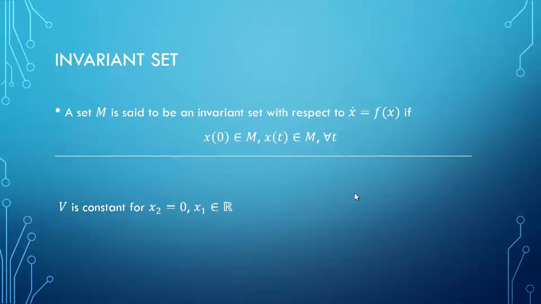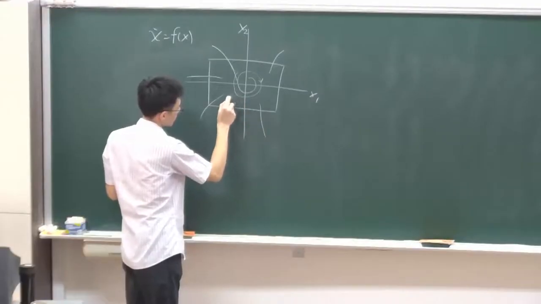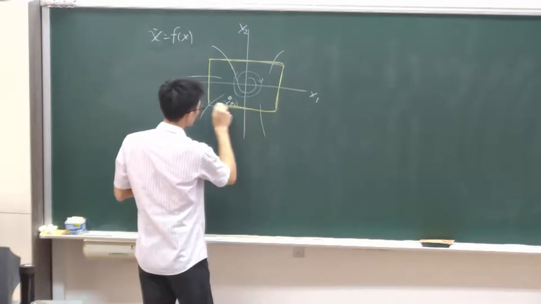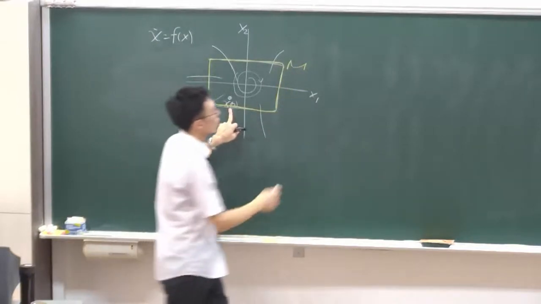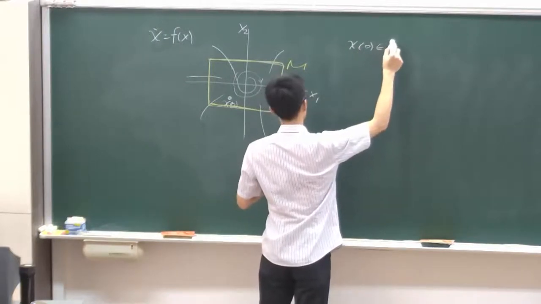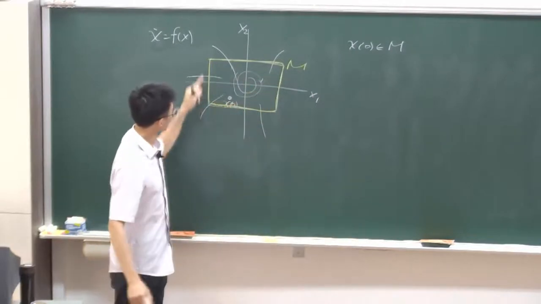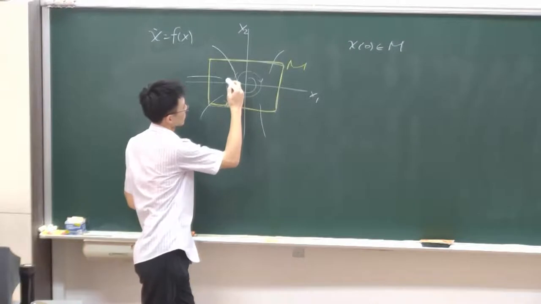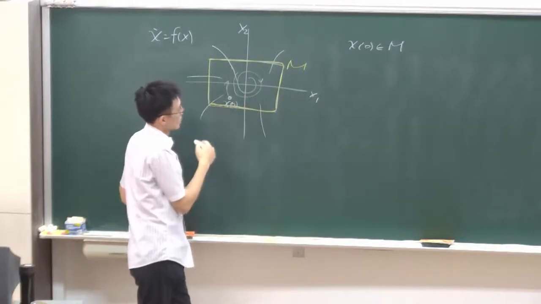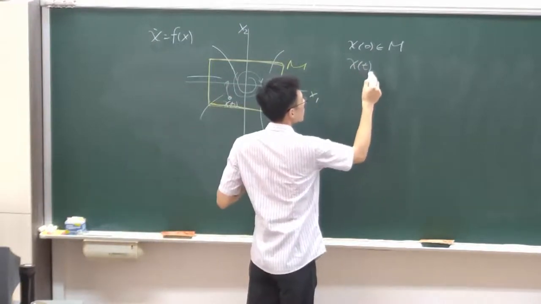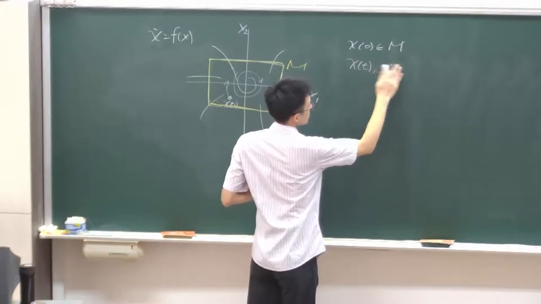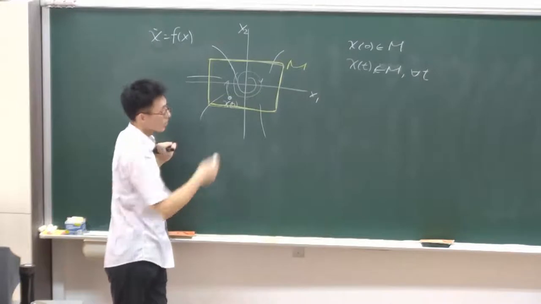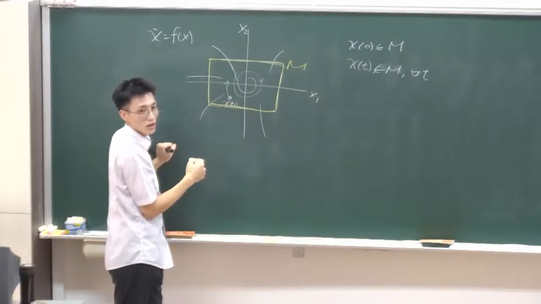Invariant set means if you are initially in the set, say you start from here, x0, and this is the invariant set M. Initially, x0 is in M. If that's true, then based on these dynamics, x0 can go anywhere, right? But if x(t), for any t, always stays in M and never leaves this M set, we call M the invariant set of these dynamics. Okay, 能懂吗?